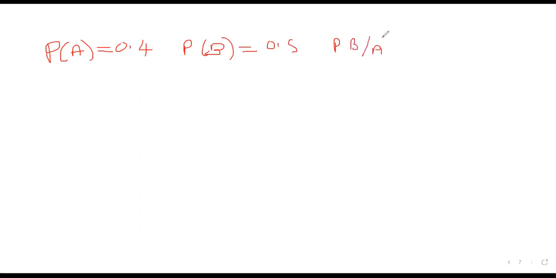So can somebody help me? Let us find the intersection of A intersection B. What did we say? How do we find the intersection of A intersection B? How do we compute the intersection of A intersection B?